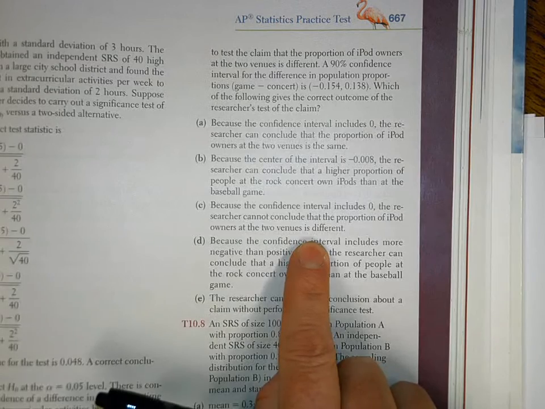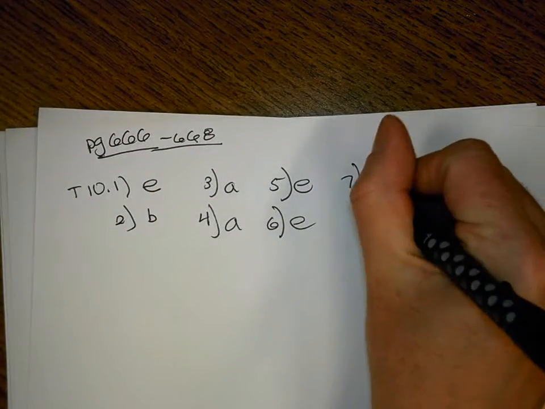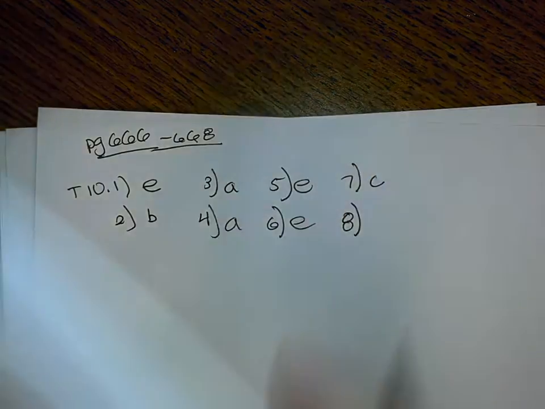Let's check our answer. Number 7, C. Hey, we are on a roll, 100%. Watch out test, here we come.